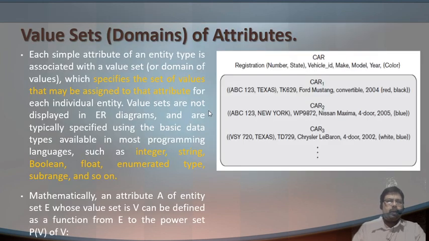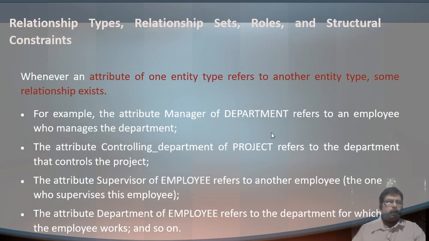Now let us discuss the set of values or domain of attributes. The values that are stored here are called a set of values or domain. How to insert the values into the attribute or into the table, we have not discussed; we will discuss that in future classes, during the practical sessions. Now let us discuss relationship types, relationship sets, roles and structural constraints.